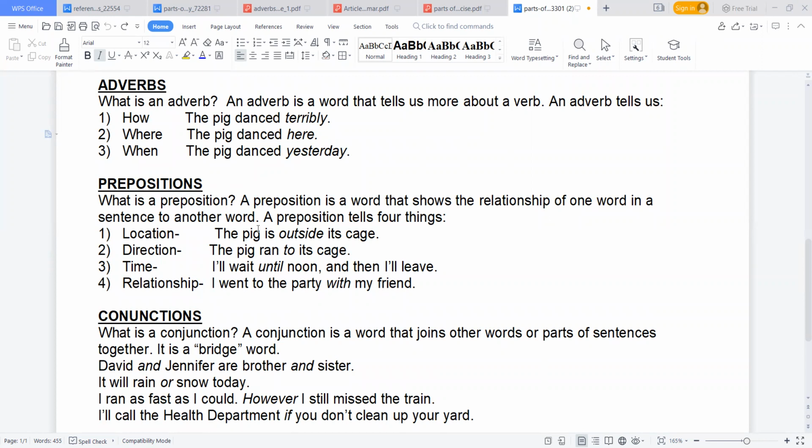Let's have an example. The pig is outside its cage. So with outside, we are describing the position of the pig, where the pig is. Direction: the pig ran to its cage. That means the pig is running towards its cage.